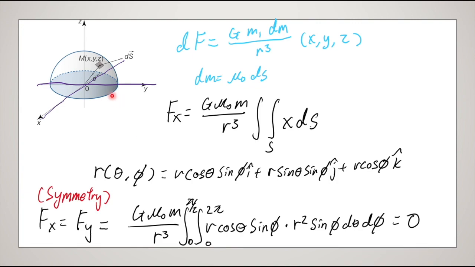Since the surface is a hemisphere, the best way to solve this integral is to convert dS into spherical coordinates. The substitution is right here. You might also notice, due to symmetry, that the force in the x component is equal to the force in the y component, and solving the integral, you actually get that the x component and the y component of the force are both equal to 0.